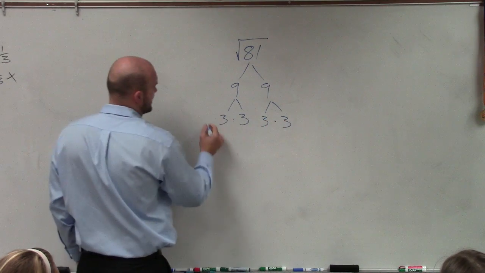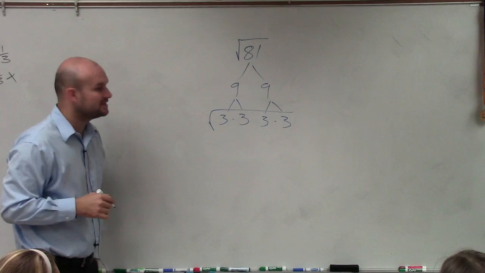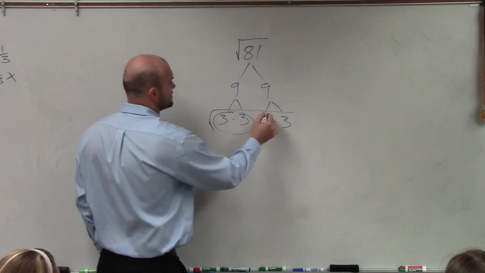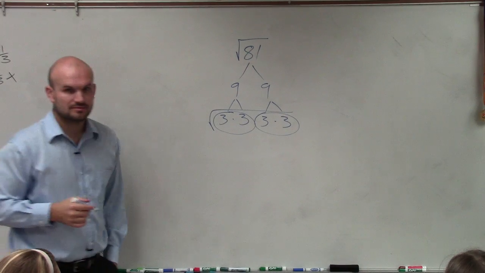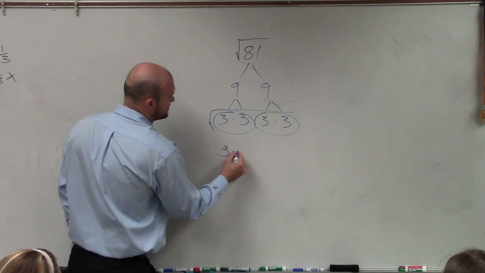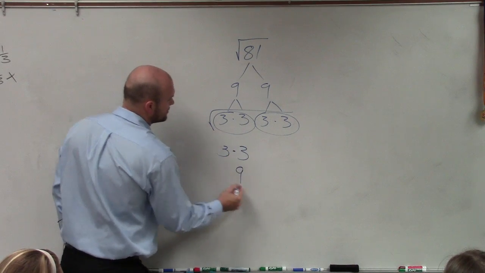Right? And then you could say, all right, well, really, that's the square root of 3 times 3 times 3 times 3. Right? And then we're taking square roots. We always take out pairs. Correct? And then you'd say, OK, that's going to be 3 times 3, which actually equals 9.